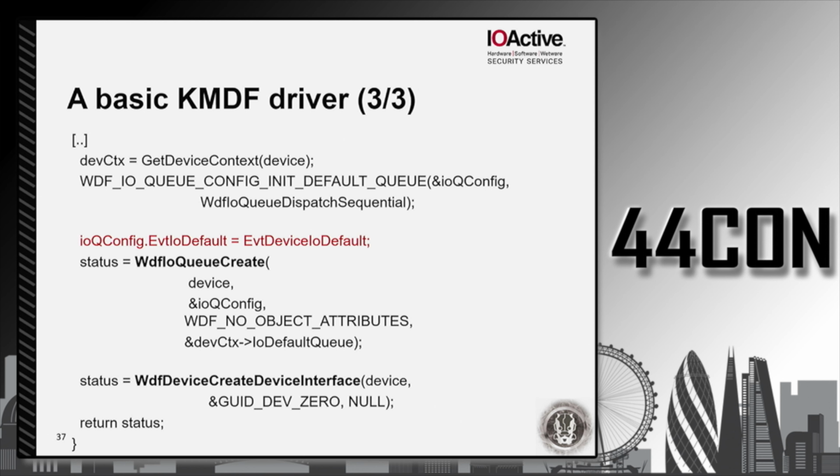And then it's creating a device interface. That device interface is similar to our symlink. It's what user applications or other components can use to open a handle to this device. It's setting a GUID, and we need to know that specific GUID in order to open a handle.